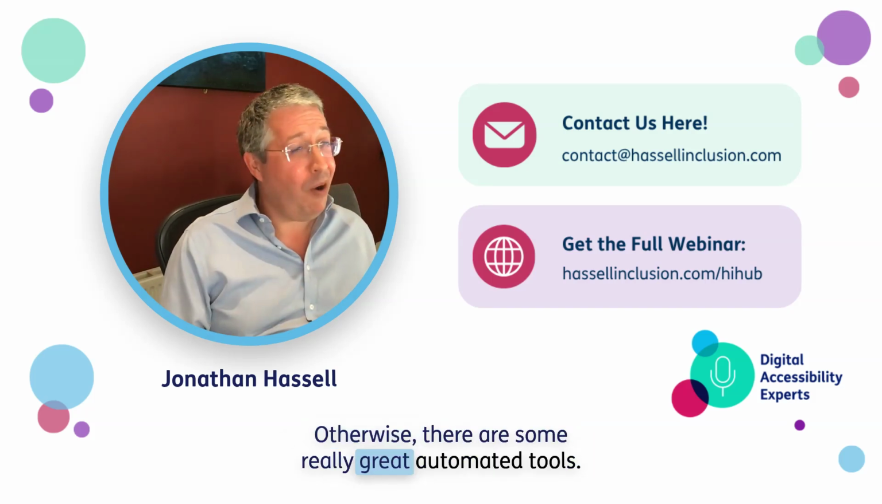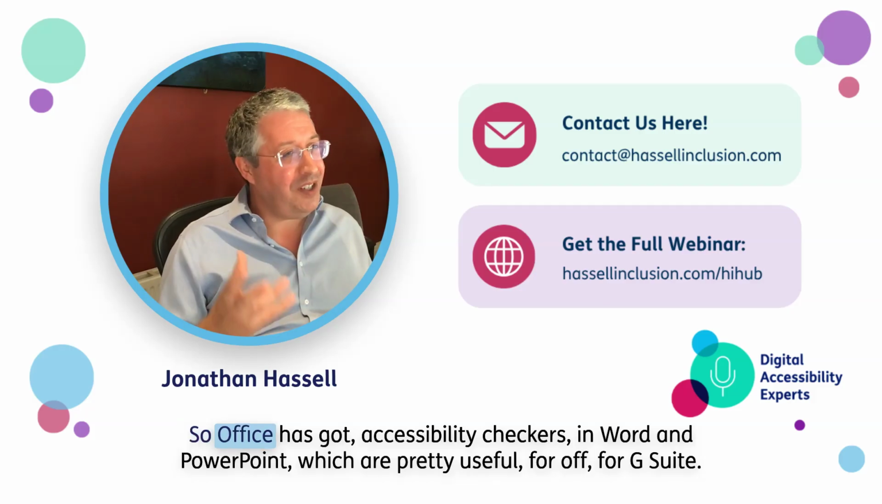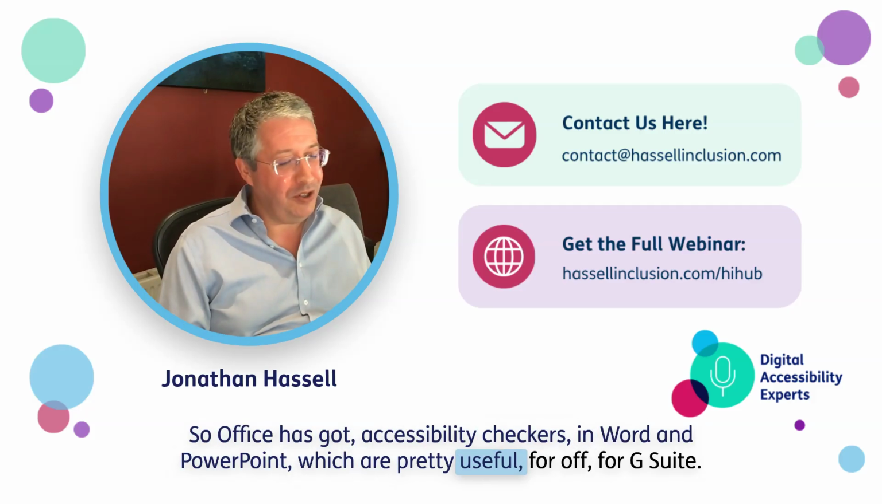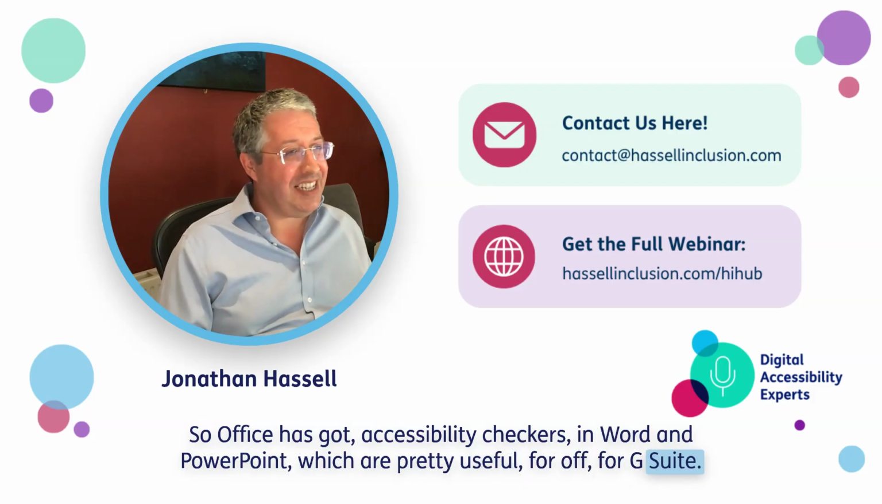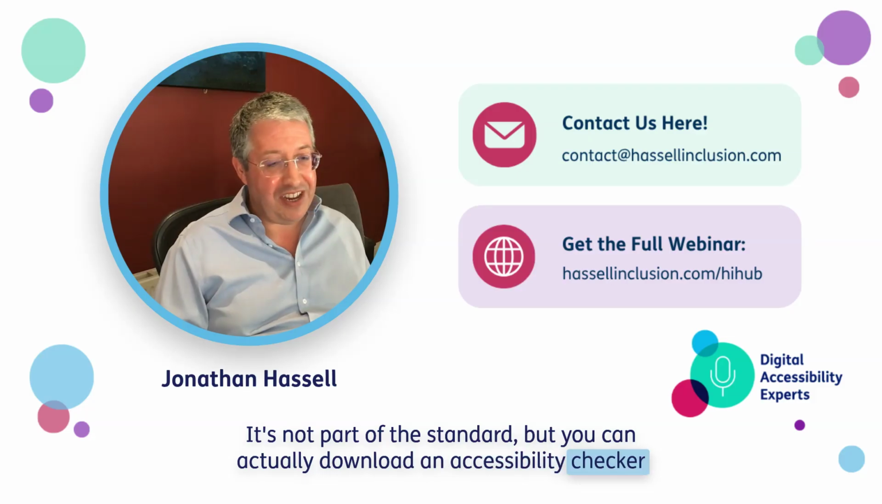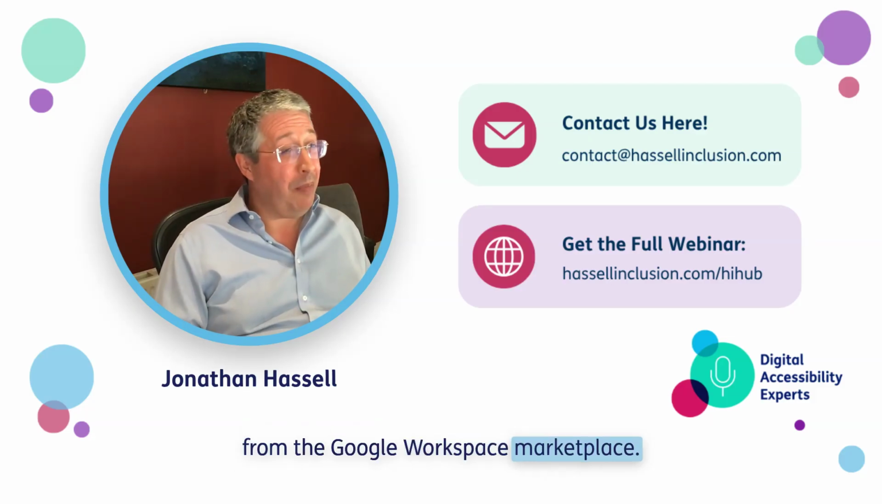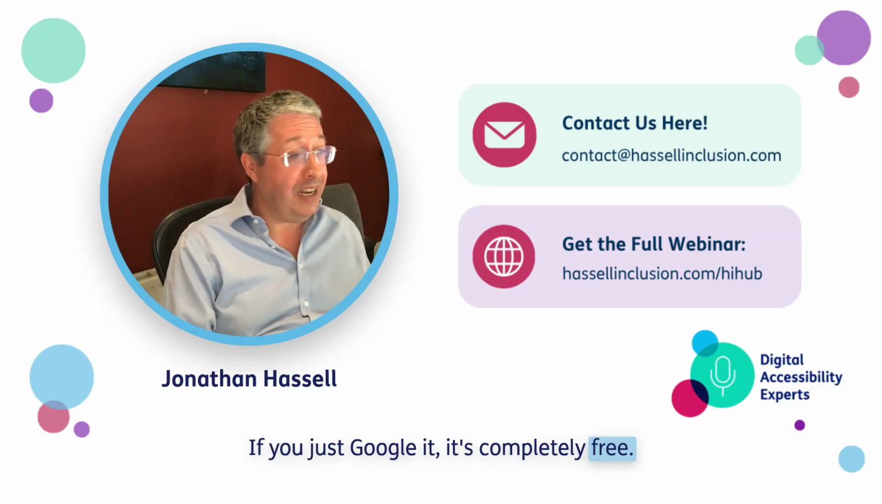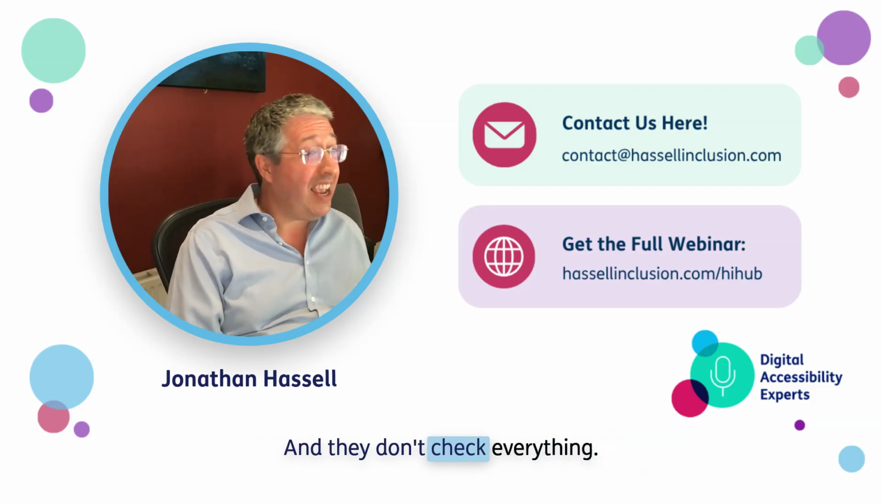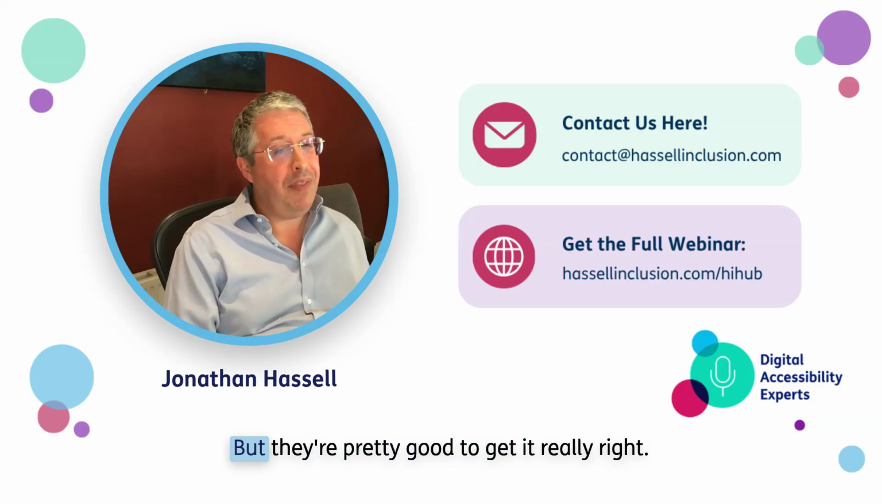Otherwise, there are some really great automated tools. Office has accessibility checkers in Word and PowerPoint, which are pretty useful. For G Suite, it's not part of the standard, but you can download an accessibility checker from the Google Workspace Marketplace if you just Google it. It's completely free. Those tools will help you get going better on this. They don't check everything, they don't get everything right, but they're pretty good.